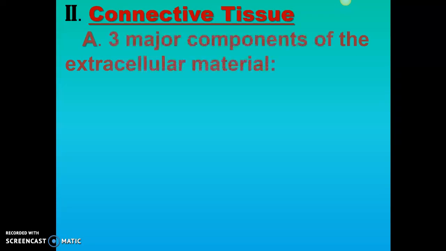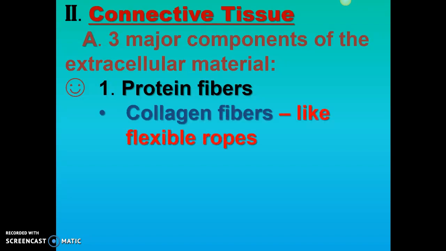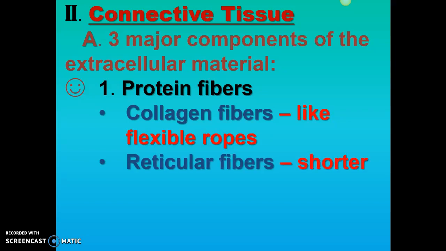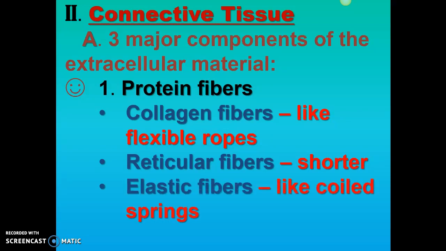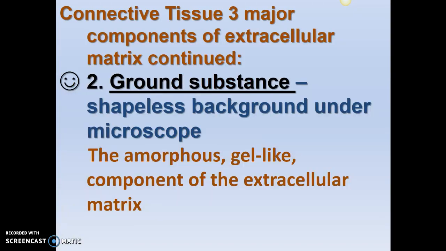Three major components of the extracellular material. You have protein fibers. Extracellular means outside the cells. So you have protein fibers, such as collagen, which is very strong, which helps make your tendons. You have reticular fibers, which are shorter, make it springier. And elastic fibers, which are very coiled, like springs. So your ears, they'll stretch when pulled, and then rebound back into place. Your nose will spring back to place.